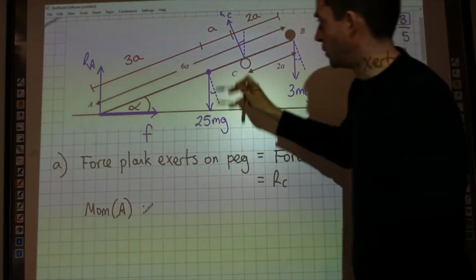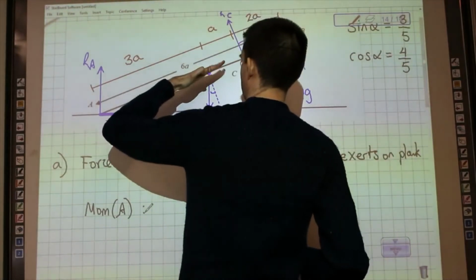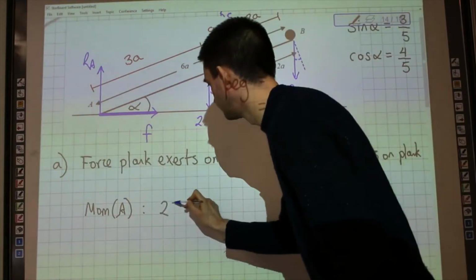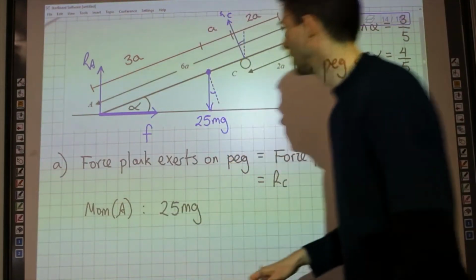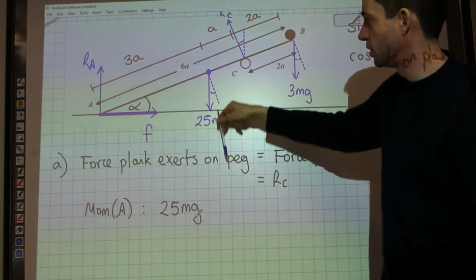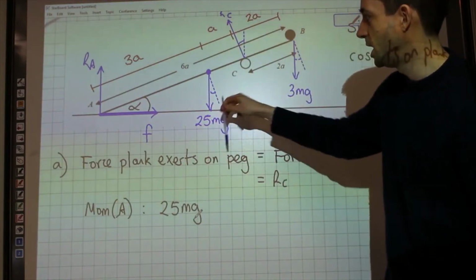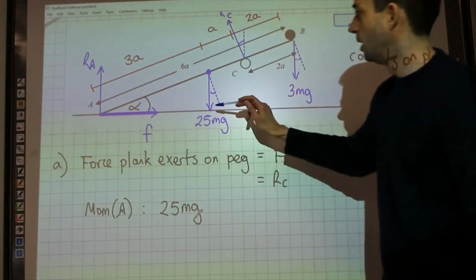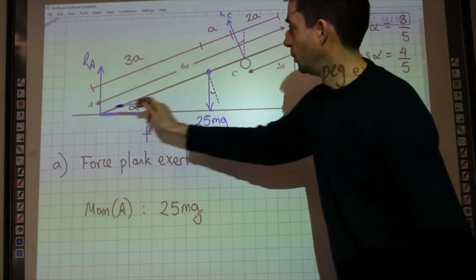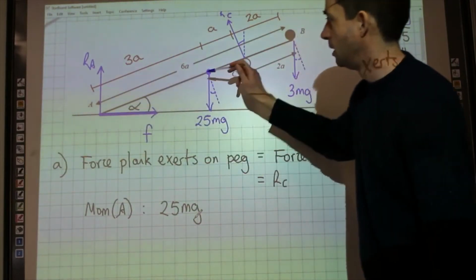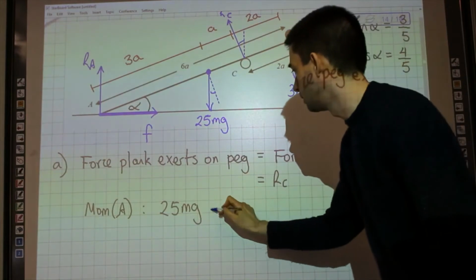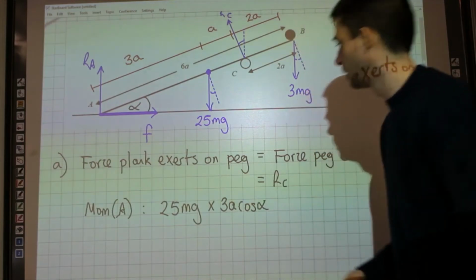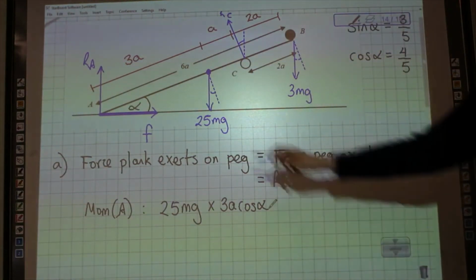Now, first of all then, let's think anything that's wanting to make the rod go clockwise. Well, first of all, I've got this 25 mg force here. But I need to consider what is the horizontal distance between 25 mg and the point where I'm pivoting. So I need this length here, which is going to be 3a, which is the distance identified there, times by cos alpha. So 25 mg times by 3a cos alpha is going to be the moment created by this force here.